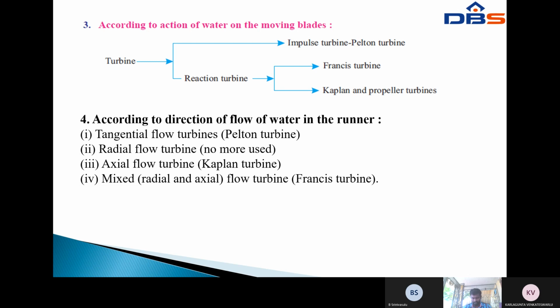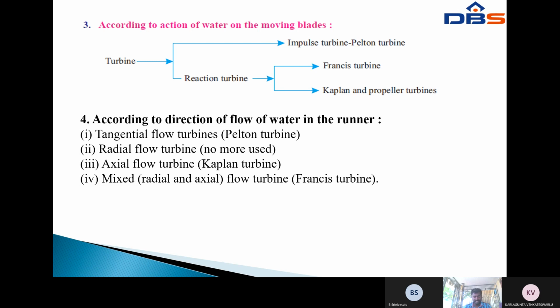Speed units are RPM. Medium specific speed means 60 to 400. High specific speed means 300 to 1000. Low specific speed means 10 to 35. The example of low specific speed turbines is the Pelton wheel turbine; medium specific speed is the Francis turbine; high specific speed is the Kaplan turbine.